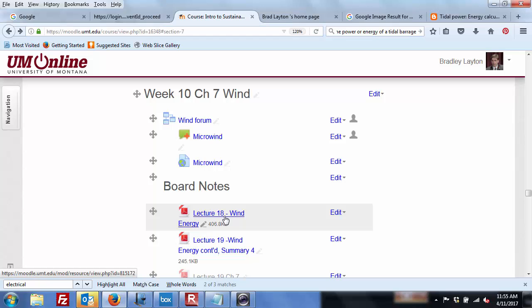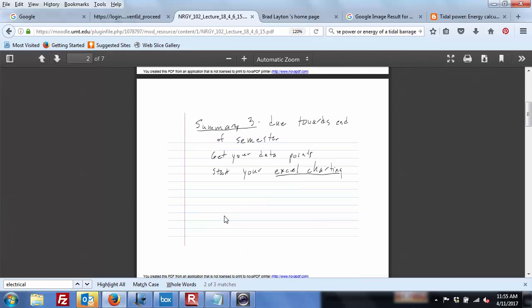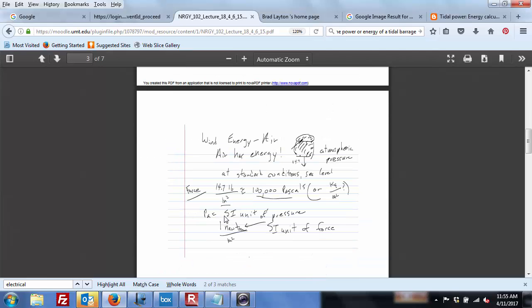Let me just pull up these old notes. Let's see what's going on here. Chapter 7 and 8. These are Mark's old notes. So I think summary 3 is behind us.